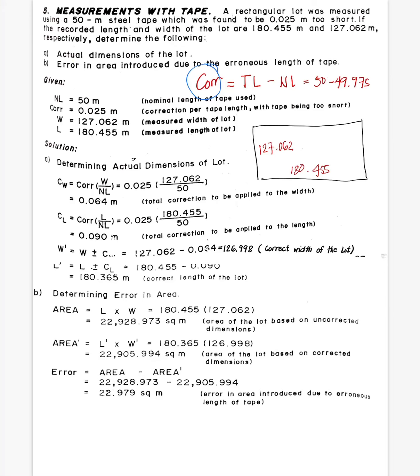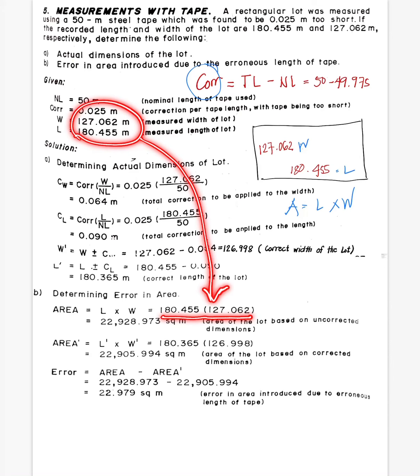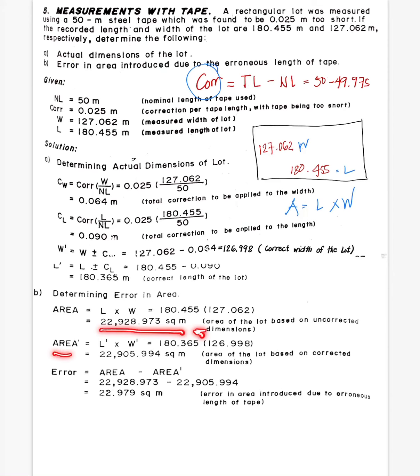And then letter B, you determine the error in area introduced due to erroneous tape length. So you compute for the area, that is just a rectangle. This is the width and this is the length. So for the area of the rectangle, that is length times width. So you have the erroneous first, this one. So 180.445 multiplied by 127.062. So you have now the area of 22,928.973 square meters. So that is the area for the erroneous tape.